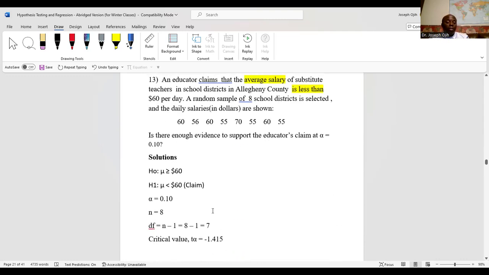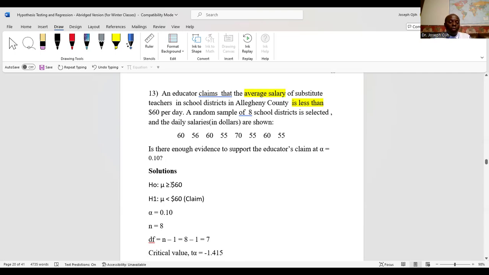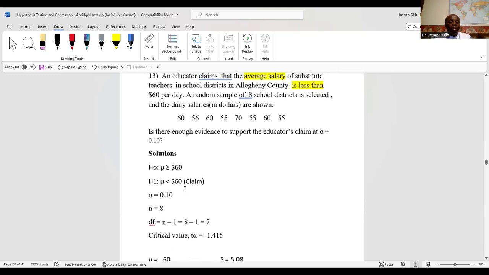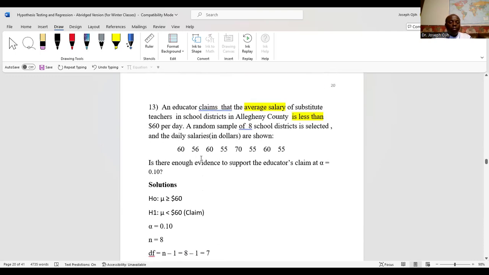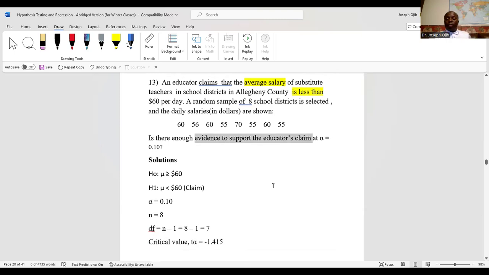So the null hypothesis says that the educator claims that the average salary of substitute teachers in the school district of Allegheny County is less than $60 per day. So we do not reject this. I mean, this claim is not good. So that means there is insufficient evidence to support the educator's claim. Okay. And put that way.